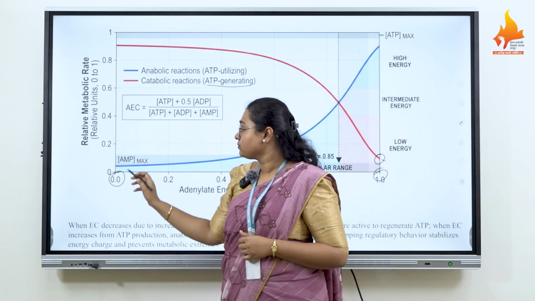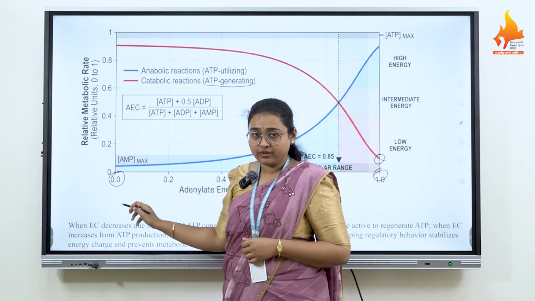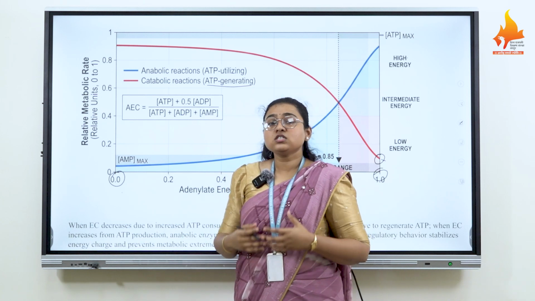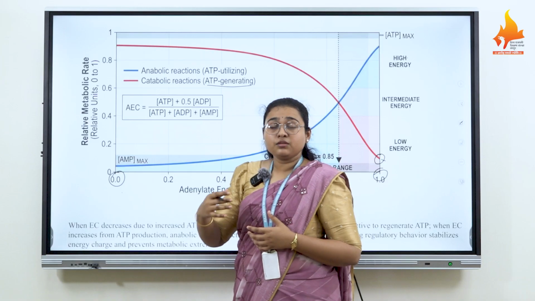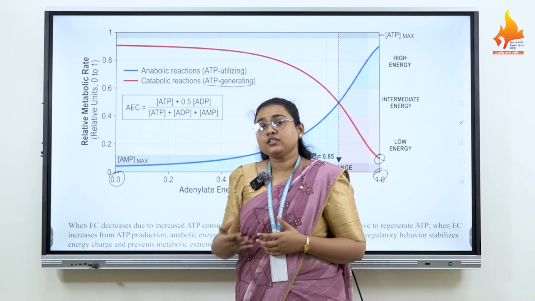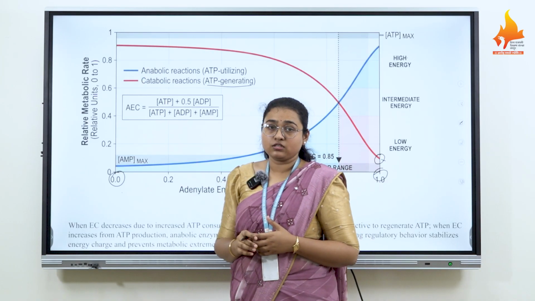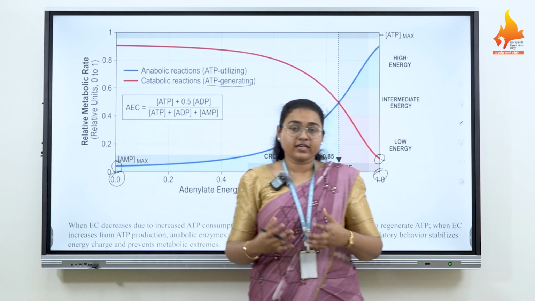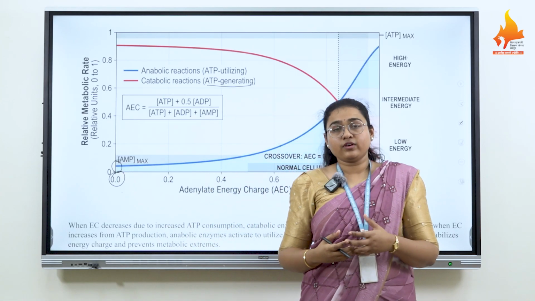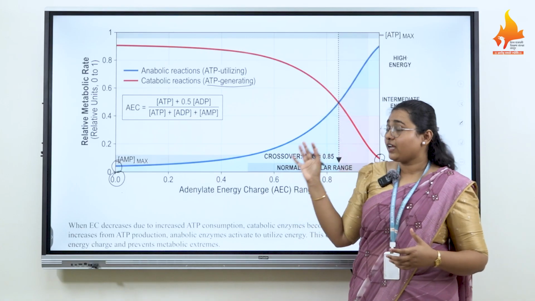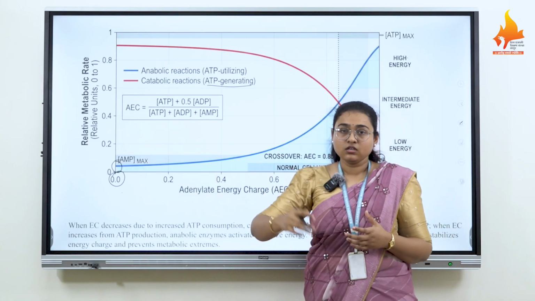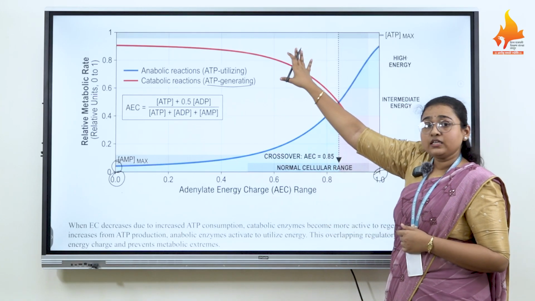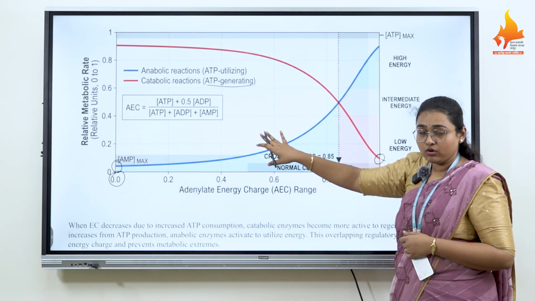While in the case of a minimum energy charge value, the cell needs some more energy. So the tendency of the cell is to conduct more and more ATP-generating reactions, that are the catabolic reactions, and a minimum amount of anabolic reactions, because anabolic reactions need some amount of ATP, while catabolic reactions generate the energy, generate the ATP. So these are the catabolic reactions, these are the anabolic reactions.